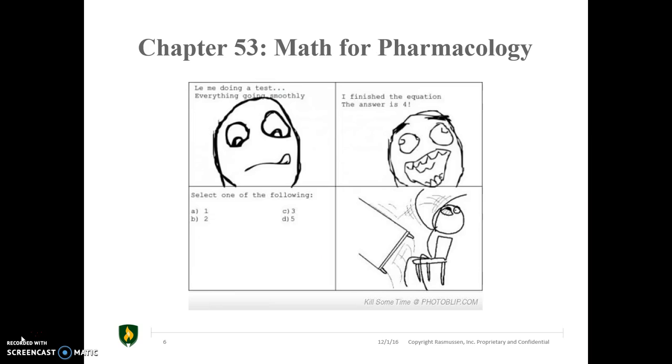Let's move on to 53, which is dealing with math and pharmacology. Now, I know that some of you, this may not be something that you're really looking forward to, but don't panic. It's something that you can work through, and it's something very easy that can be done. So when we're using math for pharmacology, what we're doing is calculating drug dosages. You will be using addition, subtraction, multiplication, division, fractions, and decimals.